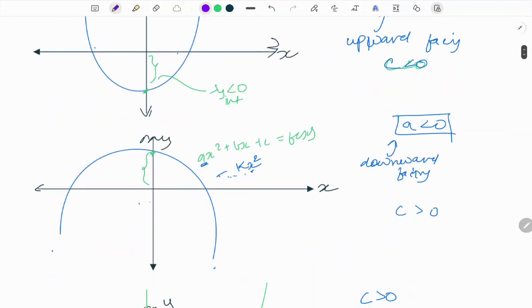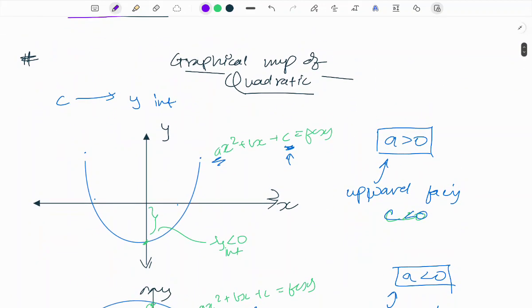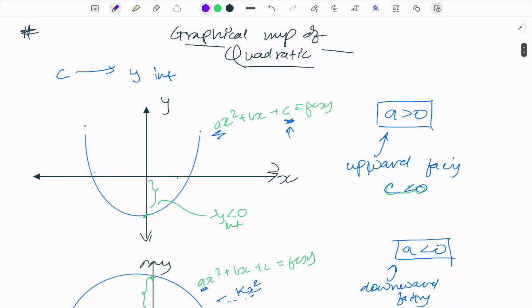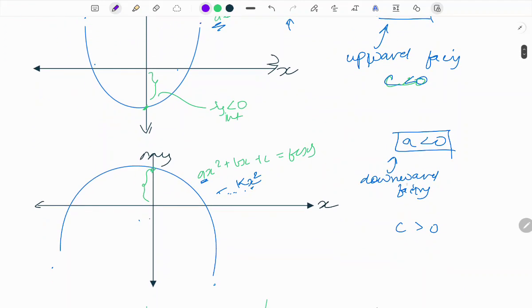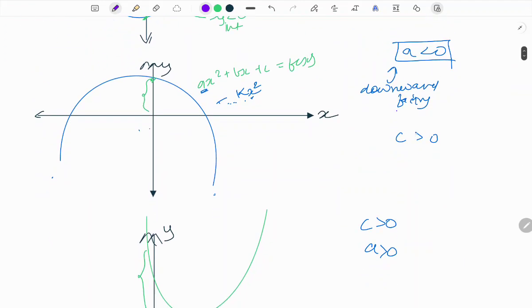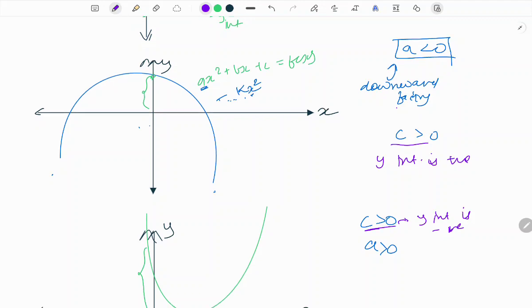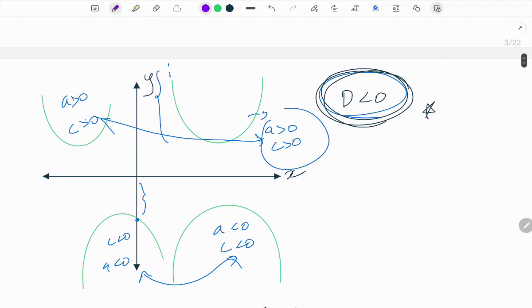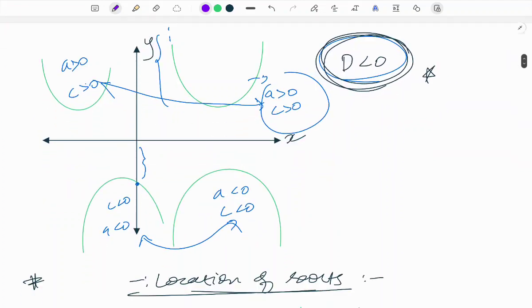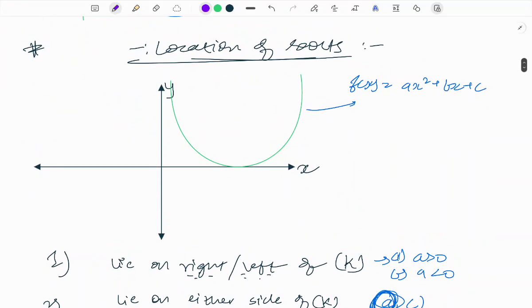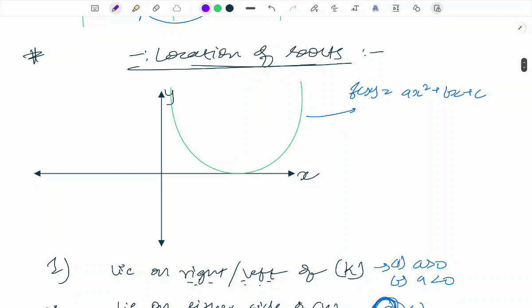Now next we learnt about the graphical representation of quadratic, that is graphical importance. So if a is greater than 0, then the graph is upward facing, and if a is less than 0, then the graph is downward facing. If c is greater than 0, then the y-intercept is positive. If c is less than 0, the y-intercept is negative. Then we saw various examples where c is greater than 0 and a is greater than 0, and c is less than 0 and a is less than 0.